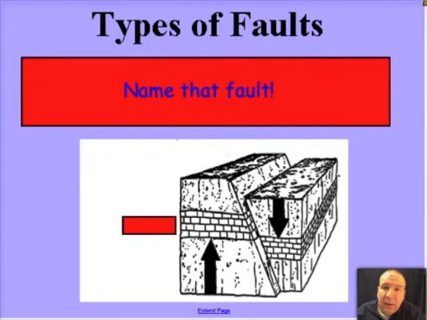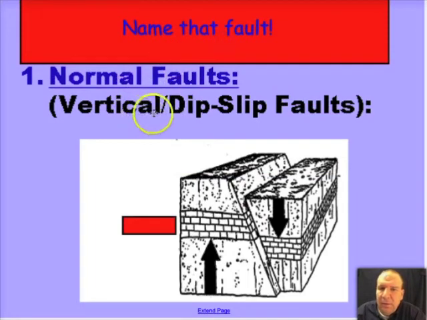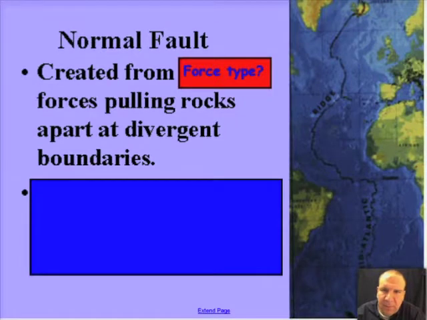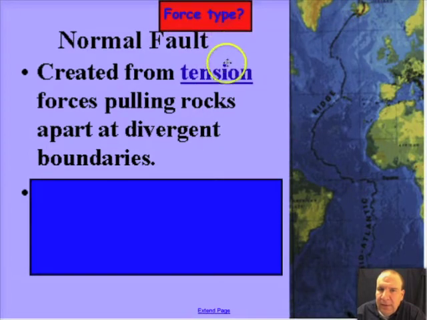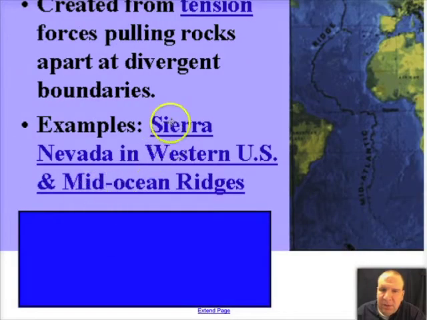So can you tell me the different types of faults? Do you recognize this type of fault? If you said it's a normal fault, sometimes it's called a vertical or a dip slip fault, you're right. This is where the normal fault occurs. And it creates a tension force. Happens on divergent plate boundaries. Examples, mid-ocean ridges, Sierra Nevadas are all good locations for it.